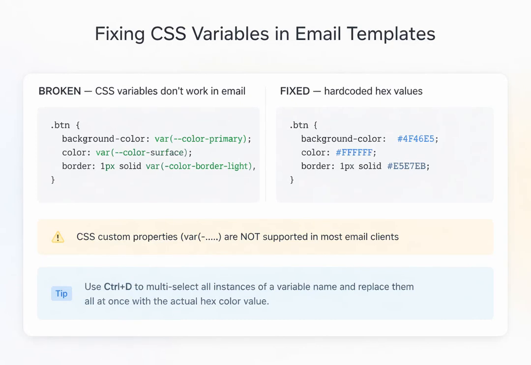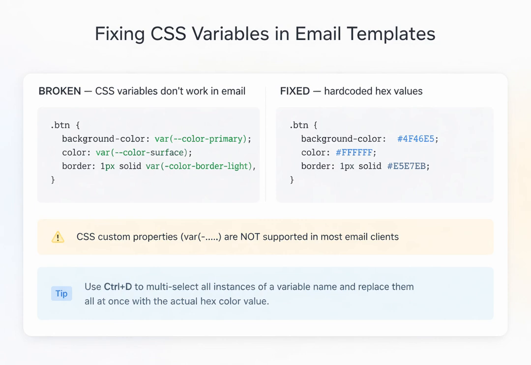After generating the email HTML, the instructor ran into a common issue. The colors weren't showing up. The reason was that the AI used CSS custom properties like var(--primary), which work perfectly in a browser but are not supported by most email clients. The fix is straightforward. Replace every CSS variable with its actual hard-coded hex color value.